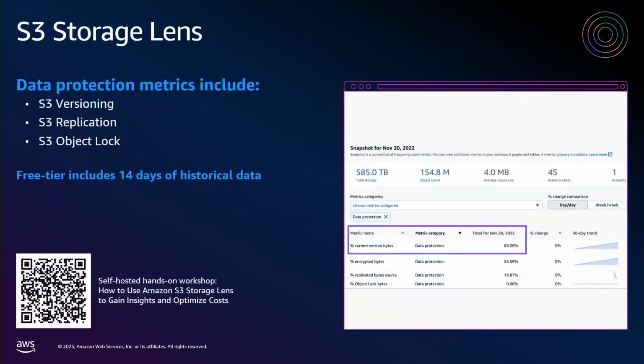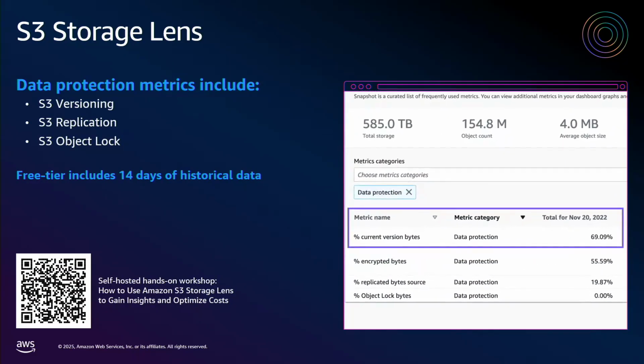S3 Storage Lens is how you get a high-level view of what's going on inside your S3 buckets. Zooming in here, we can see current version bytes, % current version bytes. This is looking at how much of your data is a current version and how much is a deleted or overwritten version. If this was 50%, you're storing as much current data as you are data you've overwritten or deleted. So it's an indication that you might want to think about whether you're keeping data for too long.